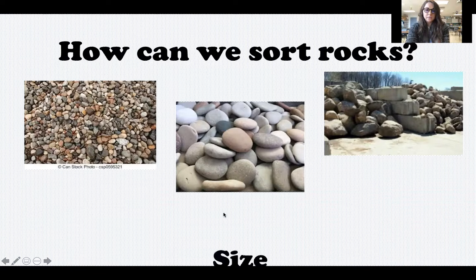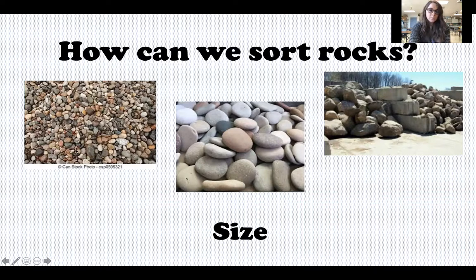I noticed that these rocks were sorted by their size. And what I mean by that is that I have all the small rocks grouped together over here, the medium-sized rocks over here, and the large rocks over here. So size is one way we can describe and sort rocks, and we'll be talking more about that in a minute.